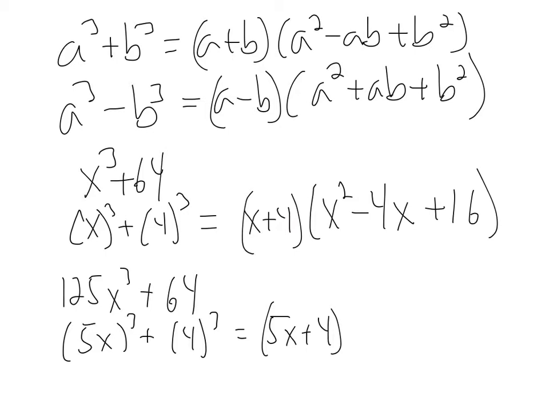And then I'm going to multiply that by A squared. So 5x times 5x is 25x squared. Then it's minus A times B, so 4 times 5x is 20x, and it's negative. And then plus the B squared, which will be 16.